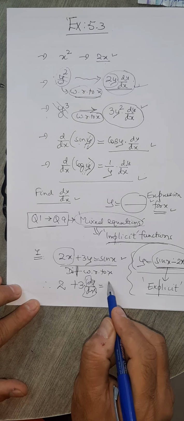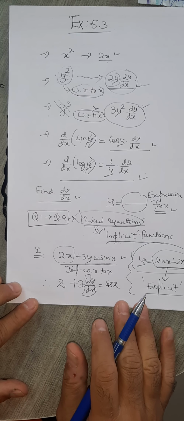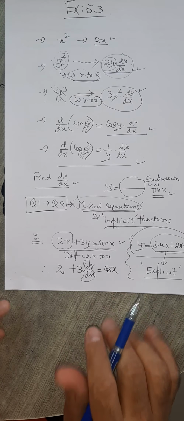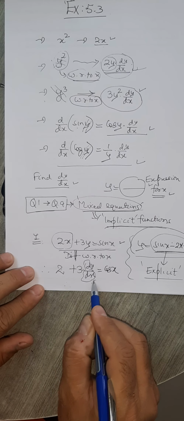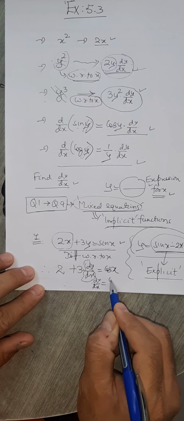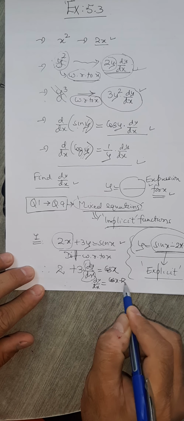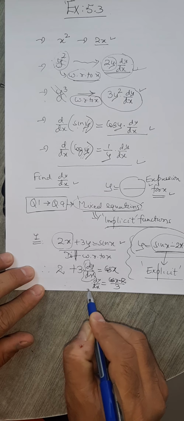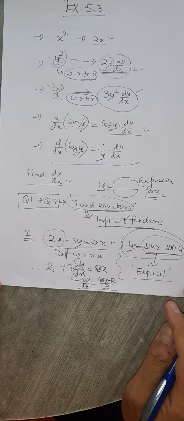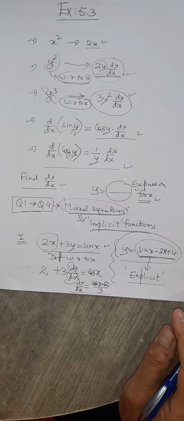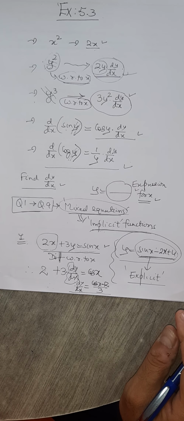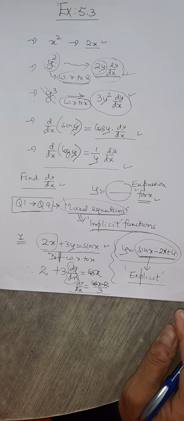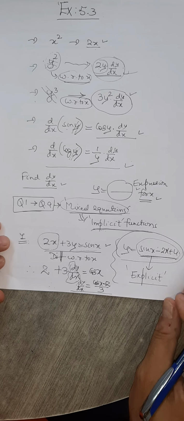What is the derivative of sine x? That's a cos x. Right? Now you make dy by dx as a subject of the expression. So what is dy by dx? That is cos x minus 2 by 3. This is your answer. dy by dx equals to cos x minus 2 by 3. Just you make the dy by dx as a subject of the expression. Fine. Now in the next question, let's see the question number 2.